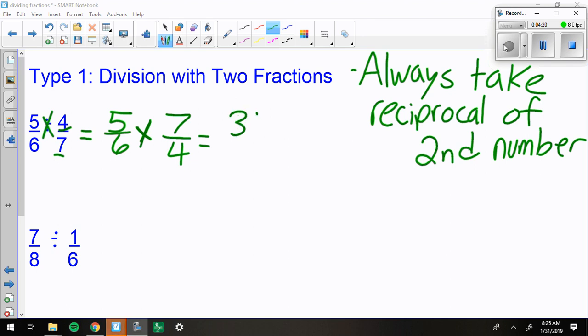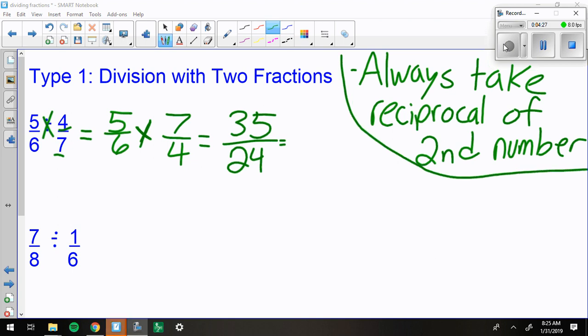Now I know how to do this pretty easily. 5 times 7 is 35. 6 times 4 is 24. I need to regroup this. 24 goes into 35 one time with 11 left over. Can I reduce that anymore? No. And I'm done. I don't need to change anything back. I found my answer. Even though I ended up using multiplication, this is my quotient, 1 and 11/24.